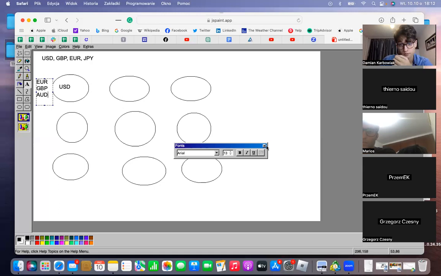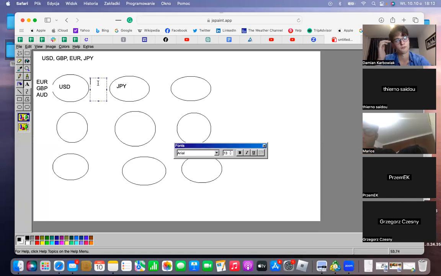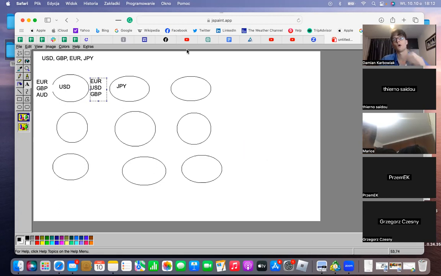Then what else can we do here? Let's put text here. For example, we can put JPY. So when you put JPY, what pairs can you have? Well, the first that comes to my head will be, for example, Euro JPY, or USD JPY, or GBP JPY, and so on and so forth. So you have this.